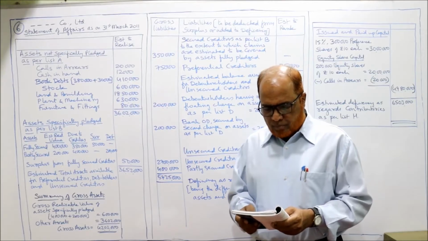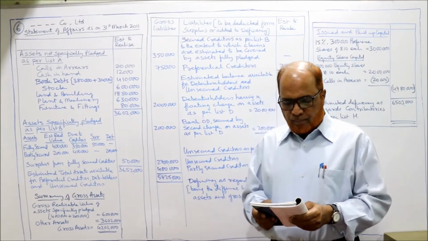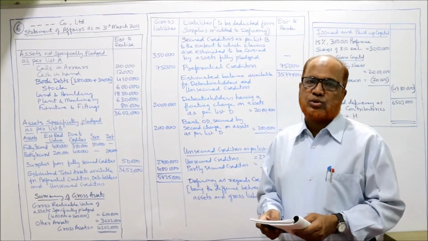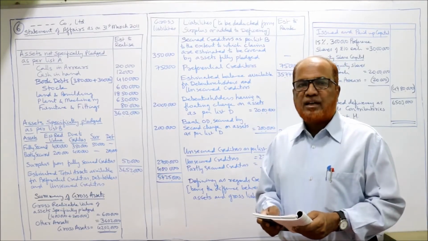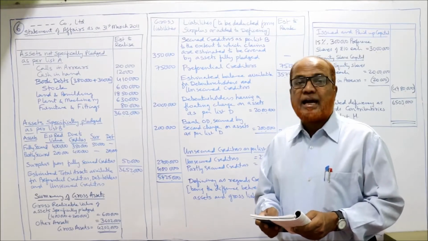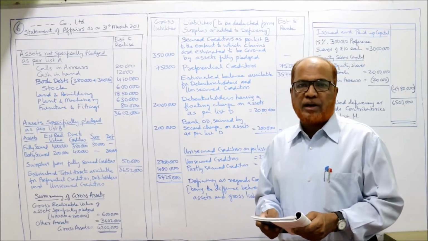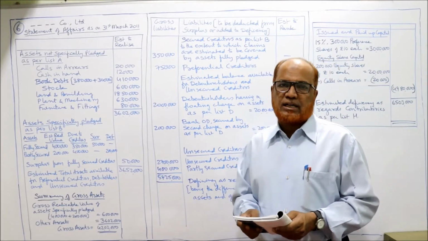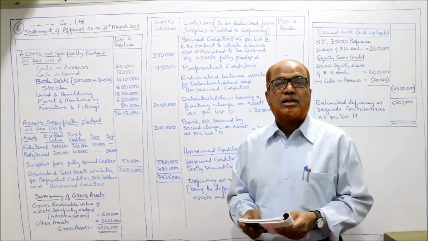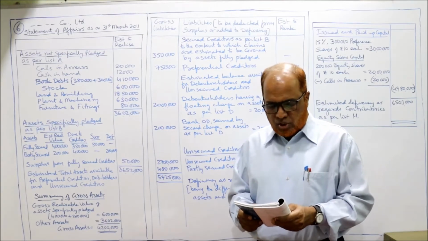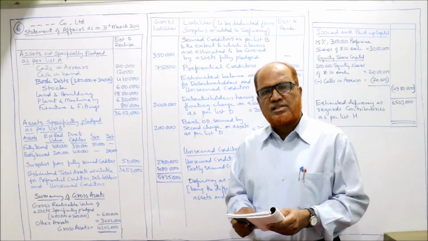Then book debts 3,80,000 good. Doubtful are 80,000, estimated to produce 30,000. So out of 80,000 doubtful debts, 30,000 are recoverable. So good 3,80,000 and doubtful but recoverable 30,000. So 3,80,000 plus 30,000, 4,10,000 is the debtors. Bad debts 45,000 we should not consider. Stock in trade estimated to produce 6 lakh, we will take directly.